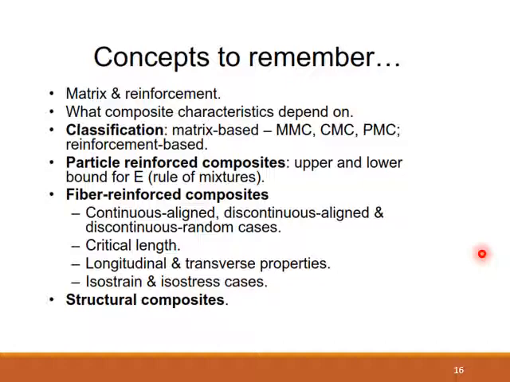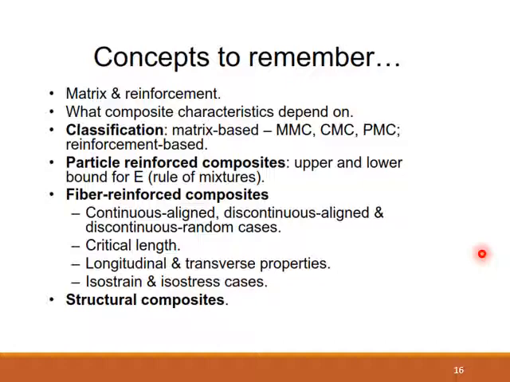For classification based on reinforcement, we know there are particle reinforced composites. We have understood the rule of mixture that allows you to predict the upper and the lower bound for the modulus of a particle reinforced composite. And for fiber reinforced composite, there are continuous and aligned composites, discontinuous aligned composites, and discontinuous random fiber reinforced composites. We understood the effect the fiber dimension can have on the property of the composite. So there is a need to understand what constitutes a continuous fiber and what constitutes a short fiber. The primary understanding there is the critical length of the fiber, and that will allow you to determine whether the fiber is continuous or discontinuous.